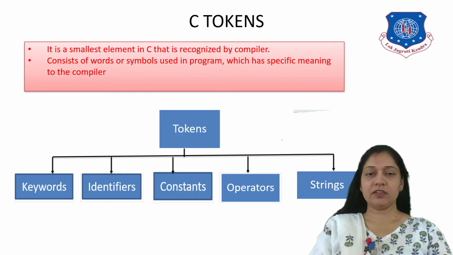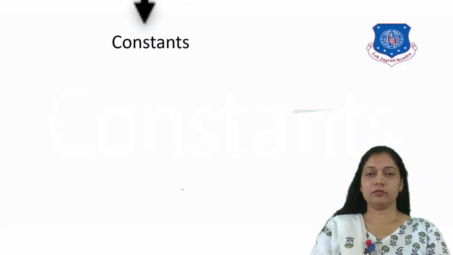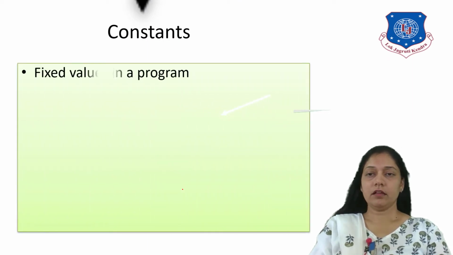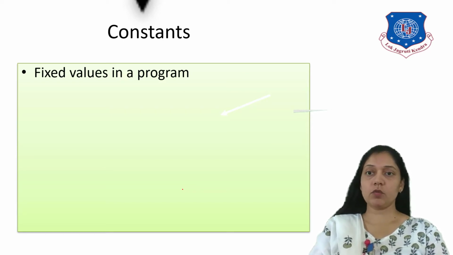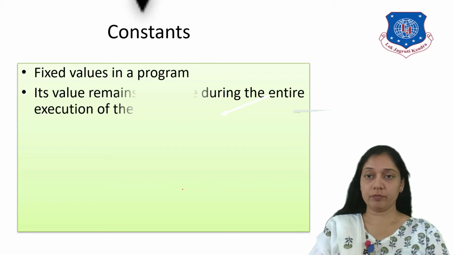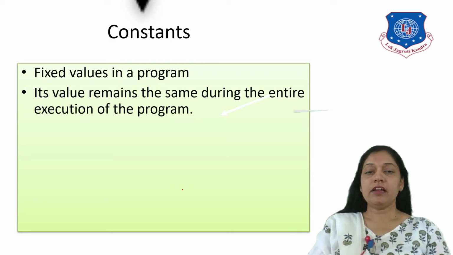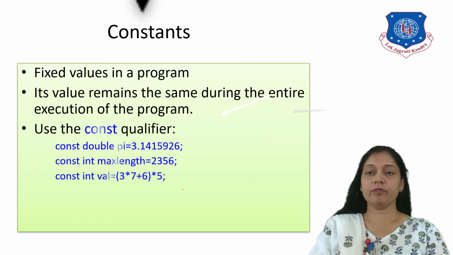Let's see the next token, that is constant. Now what is a constant? Constants, as the name suggests, are fixed values in our program. The value of a constant will never change in your program. It will remain the same throughout the entire execution of the program.